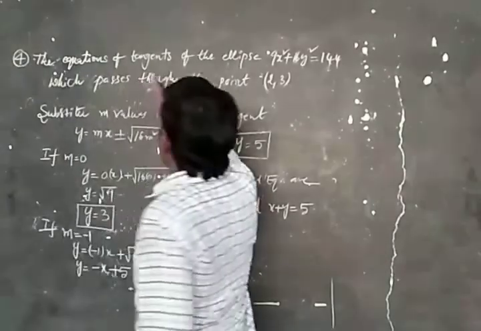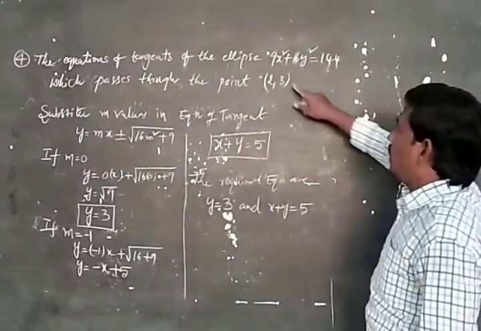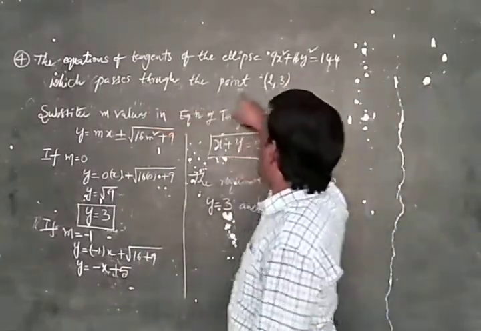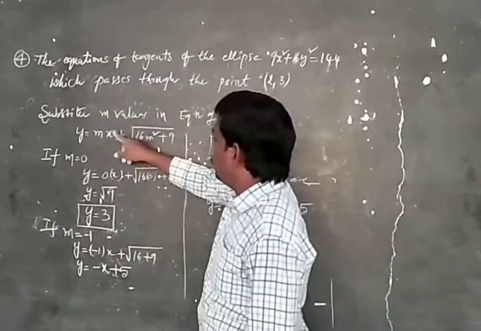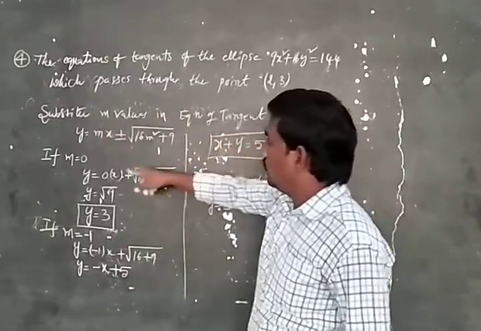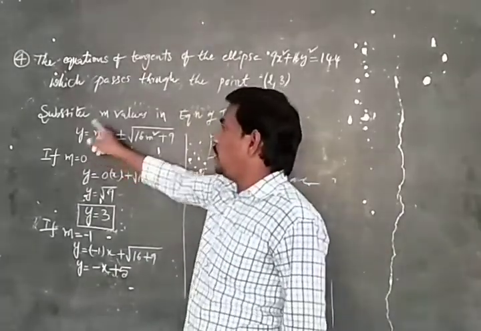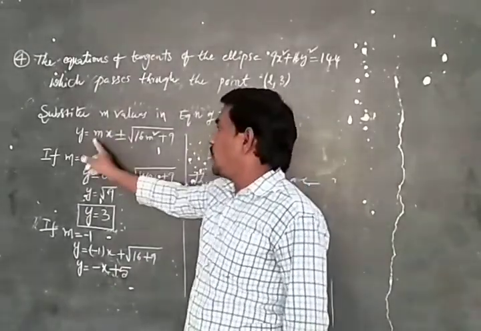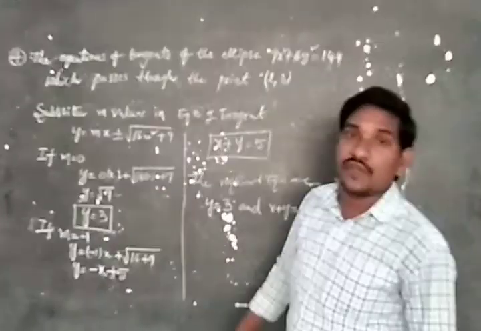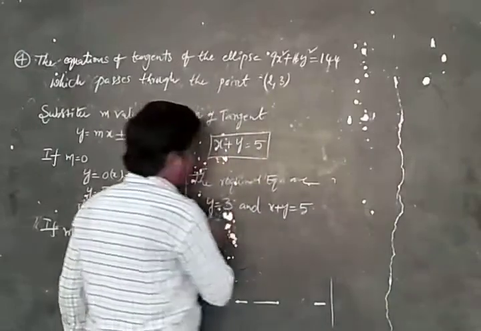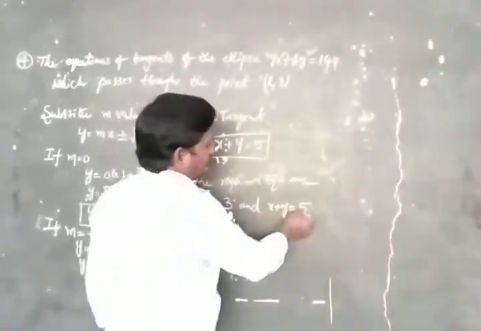Okay, the equations of tangents of the ellipse 9x square plus 16y square equal to 144, which passes through the point (2, 3). What is the tangent? General tangent, any tangent to the ellipse: y equal to mx plus or minus root of a square m square plus b square. By substituting, we got two equations, y equal to 3 and x plus y equal to 5.